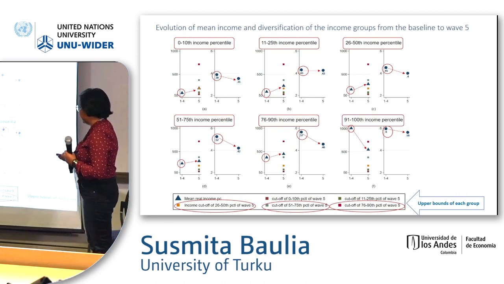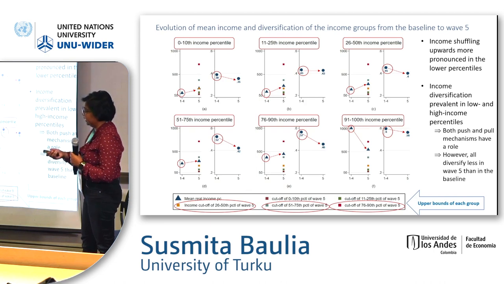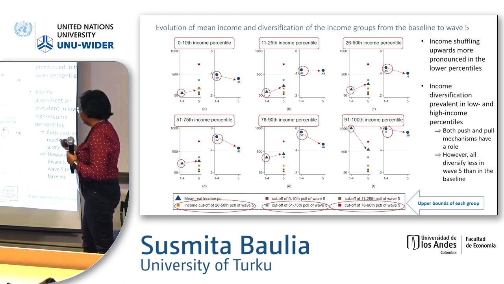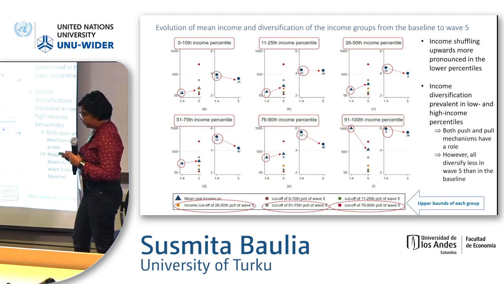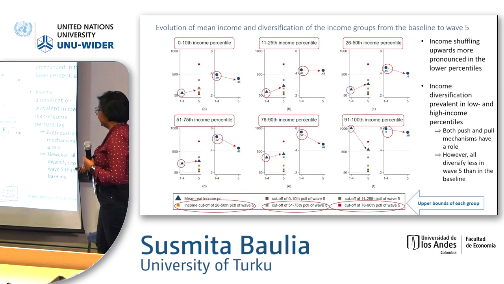But anyway, the main takeaway from this picture is that income shuffling upwards was more pronounced in the lower income brackets, and we see diversifying happening across all the income groups. So both push and pull mechanisms are at play. But yes, in wave five, everybody is diversifying a little less.